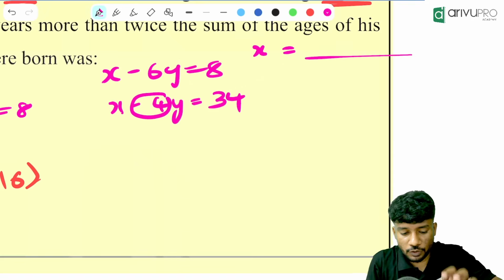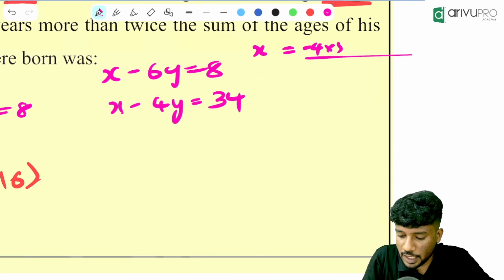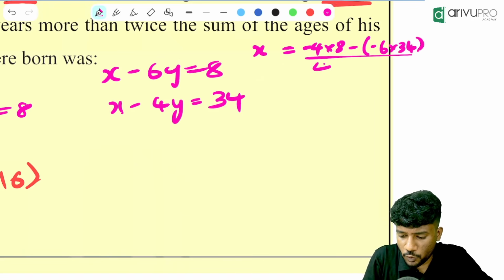Down to up. So you will be writing minus 4 into 8. Okay. Then minus of minus 6 into 34. Divided by, what is there? x into 4 is how much? 1 into 4 is how much? 4. Minus 1 into 6 is how much? Minus of minus 6 will become what?